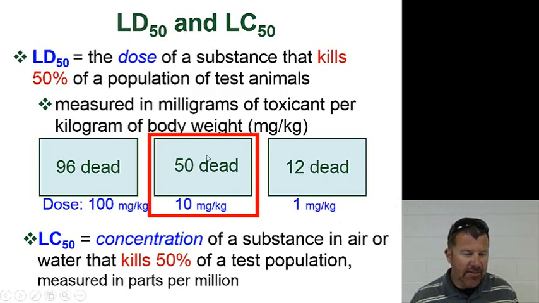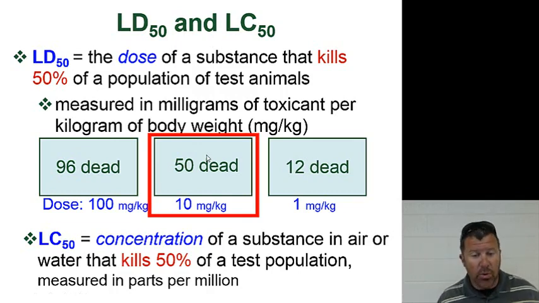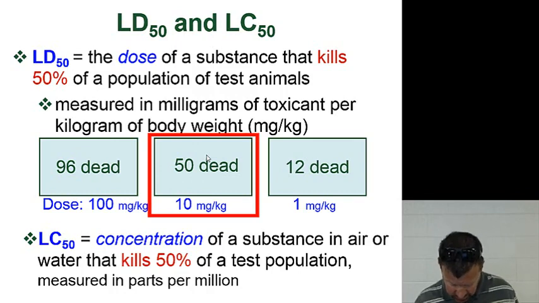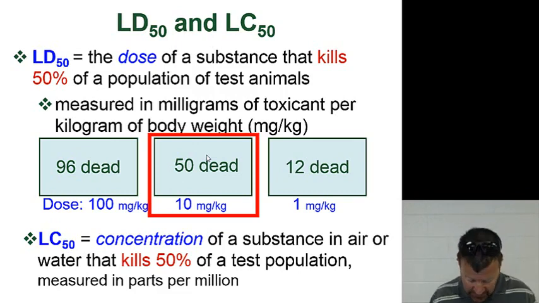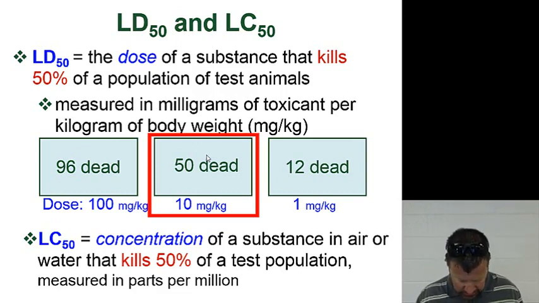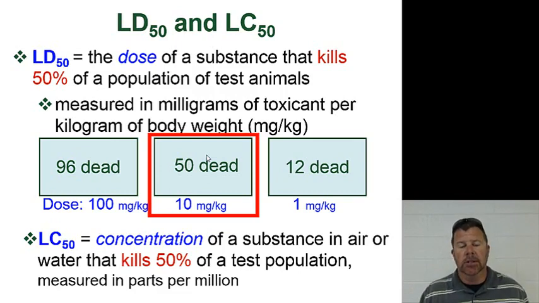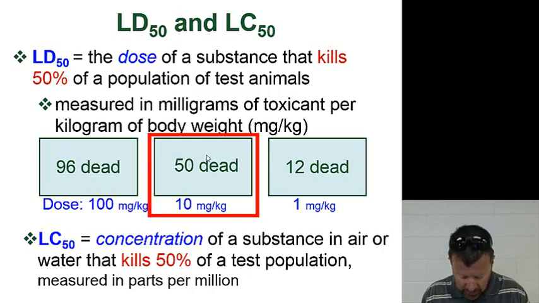So with this right here, having 50% of the lab rats alive and 50% dead, this is what we call the lethal dose 50. So 10 milligrams per kilogram in this example is the LD50 for that chemical. And when we're talking about LC50, we're talking about when we breathe it in. So we have a concentration of a substance in air or even water that kills 50% of a test population. And that's measured in parts per million.